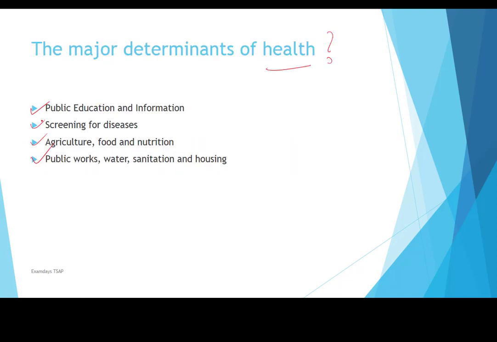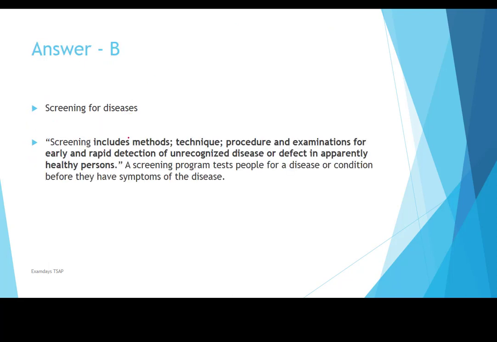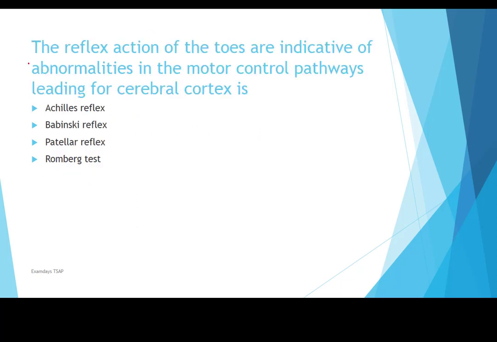So this is one of the major answers for determining health: screening for the disease. Screening includes methods, techniques, procedures and examinations for the early detection of unrecognized disease or defect in apparently healthy persons. A screening program may test people for a disease or condition before they have any symptoms of the disease.